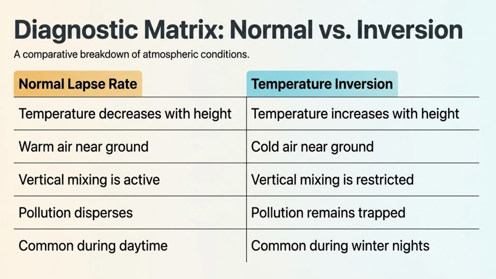On the other hand, during temperature inversion, the temperature increases with height. Cold air stays near the ground and the warm air above acts like a lid, preventing the cold air from rising. As a result, smoke, dust and pollutants become trapped near the surface. This often causes fog and poor air quality, especially during winter nights and early morning. So, the main difference is that in the normal condition, air mixes freely, but during temperature inversion, air movement is restricted.